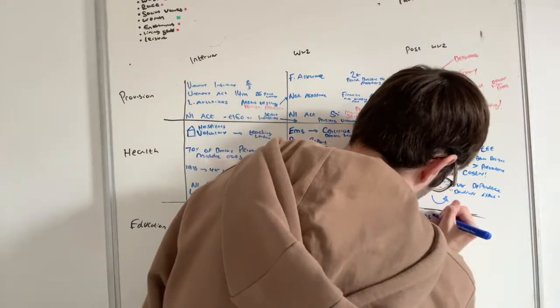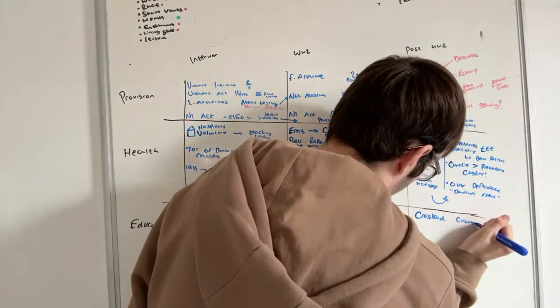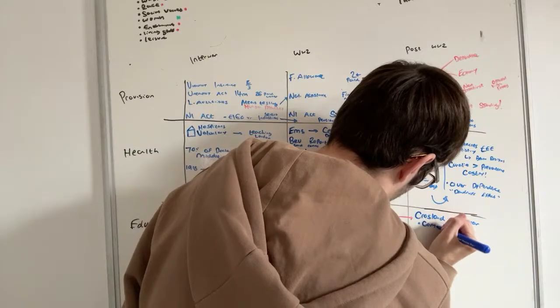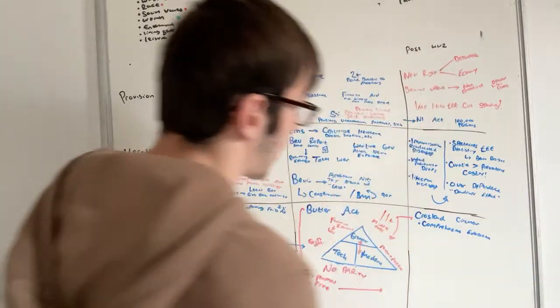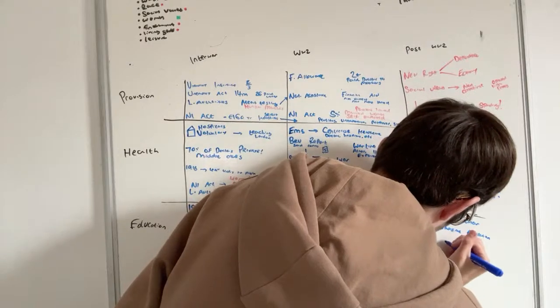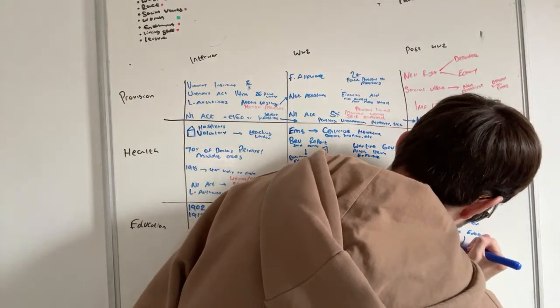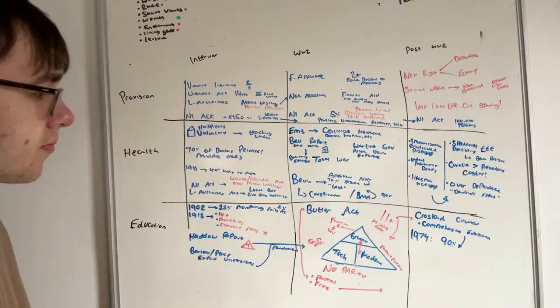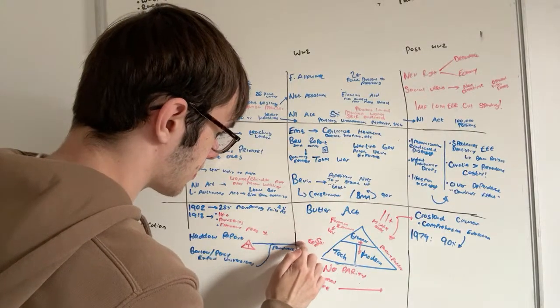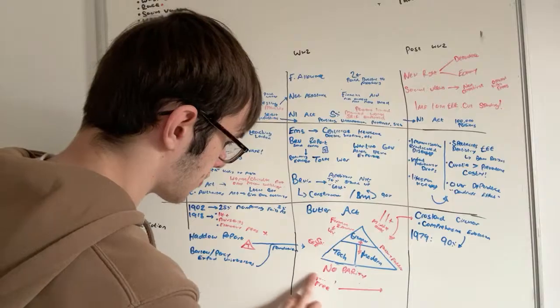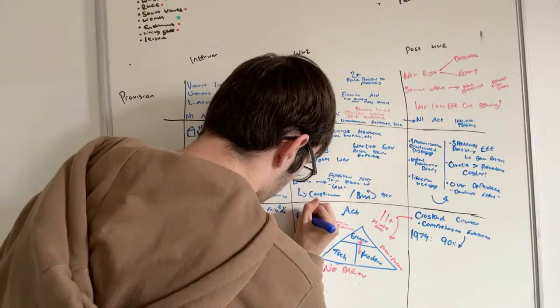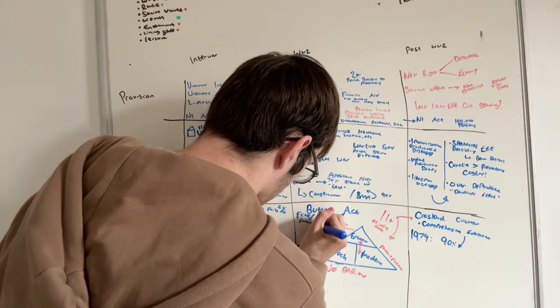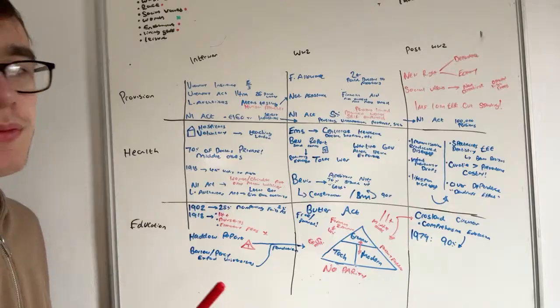Crosland Circular, which suggested comprehensive education. And by the end of this time period, 1979, there are about 90% of schools adopting comprehensive education. So there's about 90% adopting.